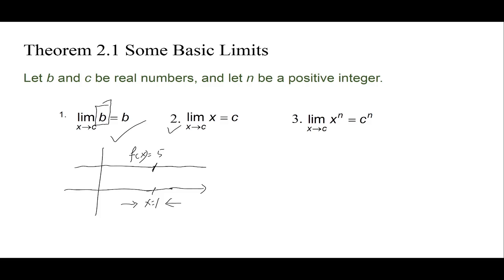And number 2, it's an identity function. Whenever the function itself is x, then the limit of this function is just replace that x by c. And for the power function, just replace x by where you are trying to find the limit. Keep in mind, this power function only works if the power n is a positive integer. So what is the limit of x cubed when x approaches 1? You just have to replace that x by 1, and then that is actually 1. Okay?